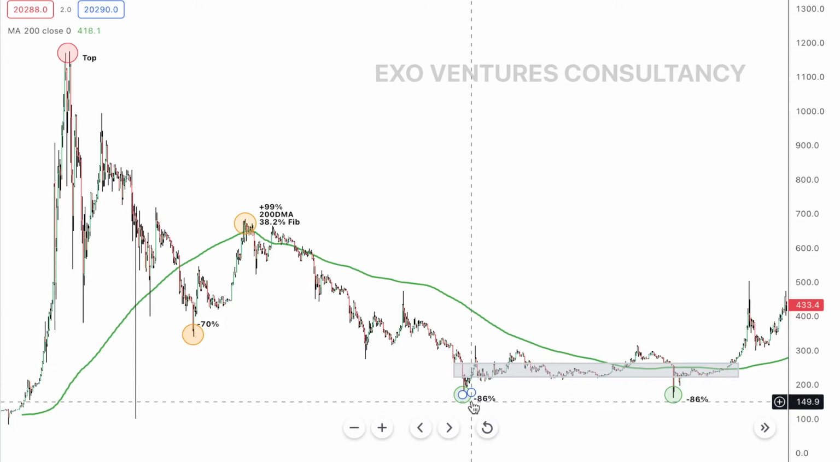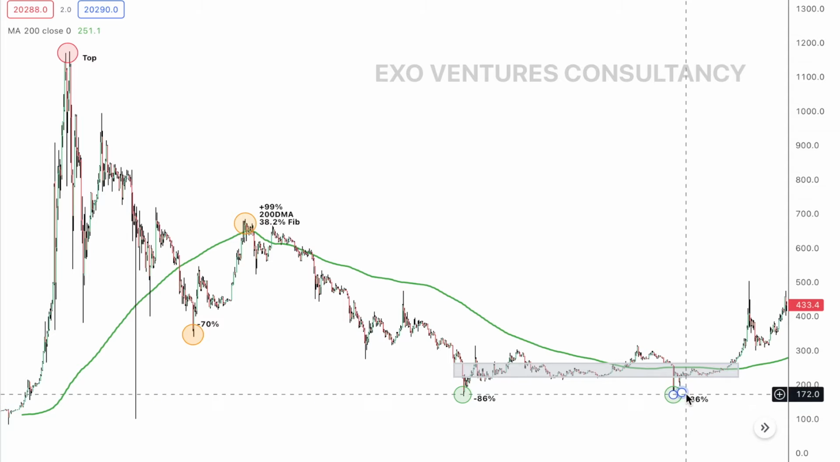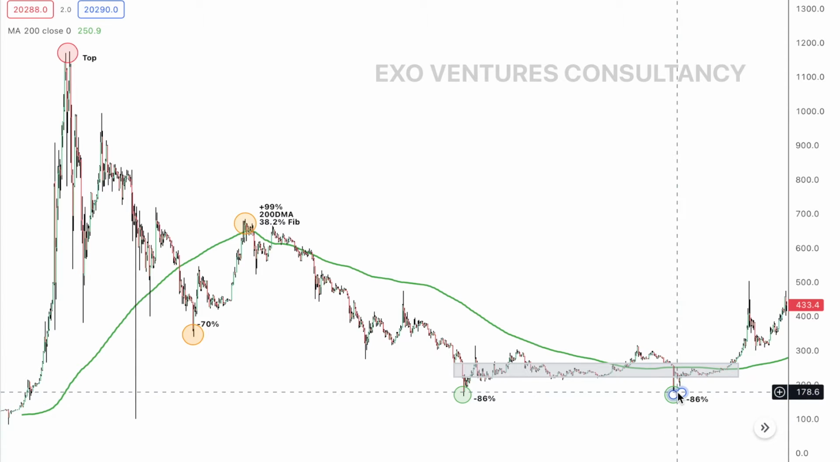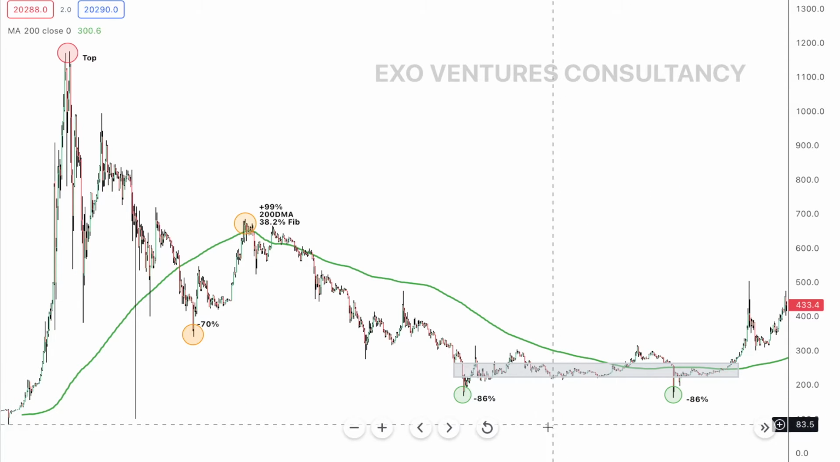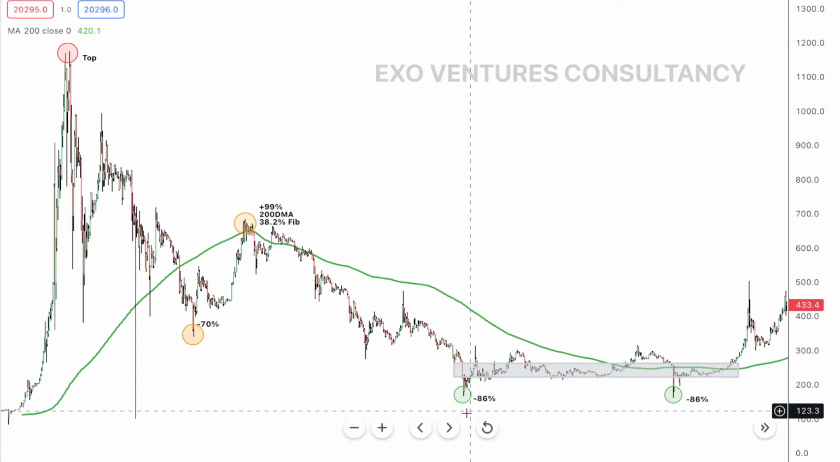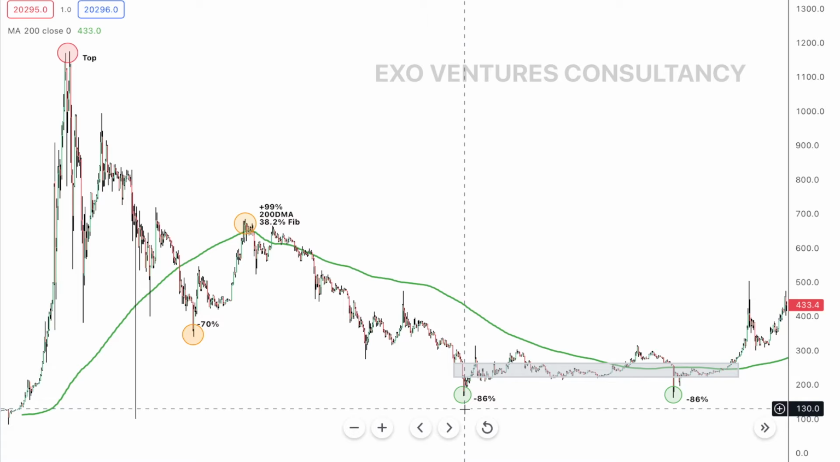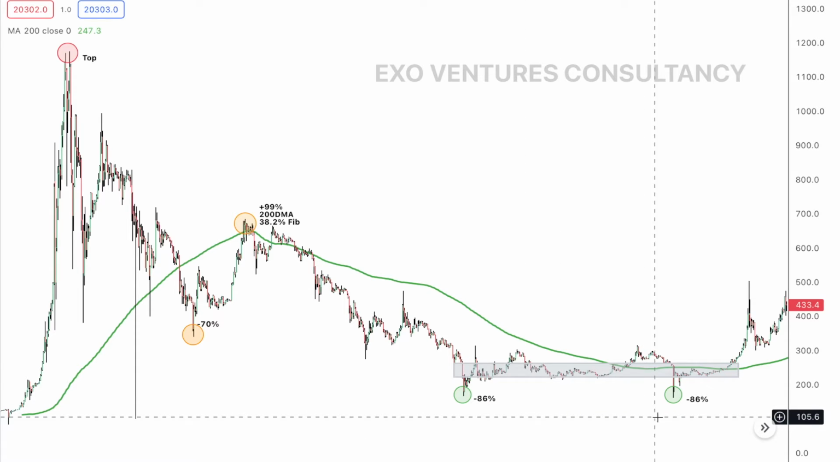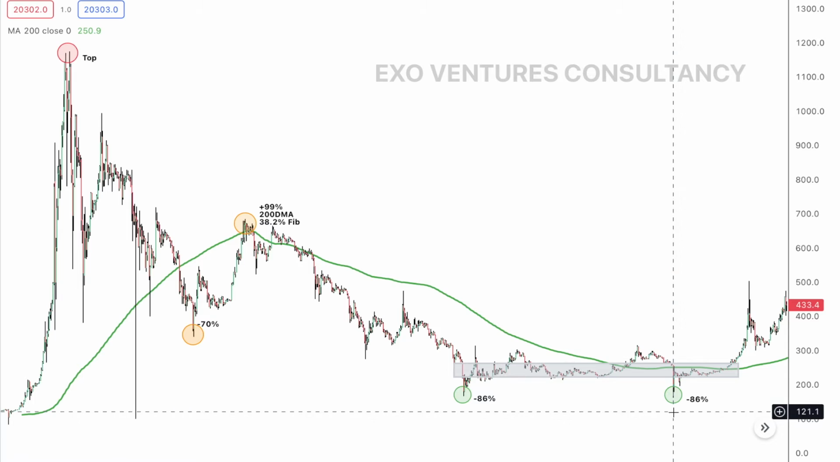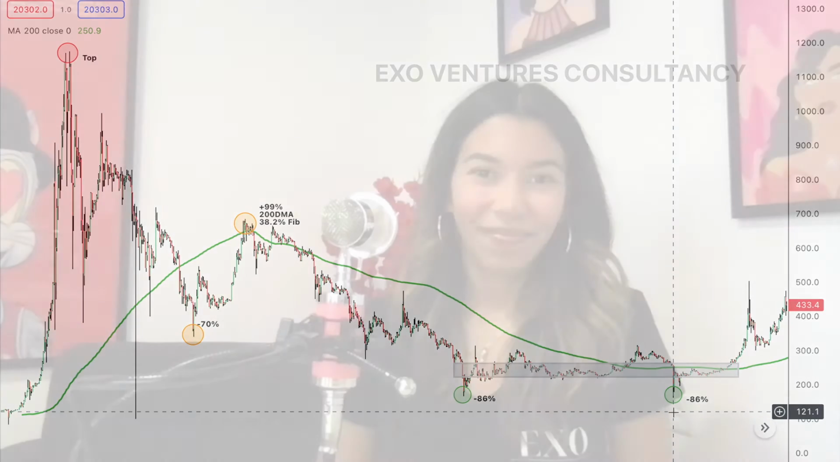This is the first one. Price moved back in, and this is the second one, which was also at 86%. And after these two deviations, price did in fact get back into the range and then break out of the range to end the bear market and start with a new bull market trend. Okay, now we have the first bull and bear market cycle done.